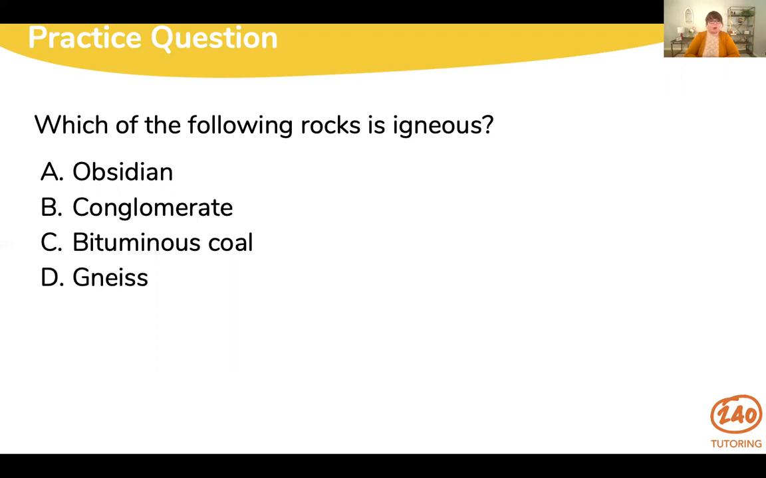Now, maybe you remember, if you just recently watched the one on metamorphic, that gneiss is a metamorphic rock. Coal is a type of sedimentary rock. Conglomerate is a sedimentary rock. And your obsidian is your igneous rock. So the answer is A, and it's going to have that glassy appearance.